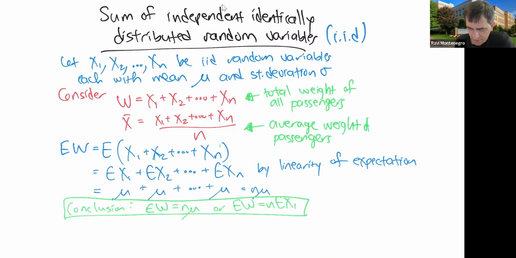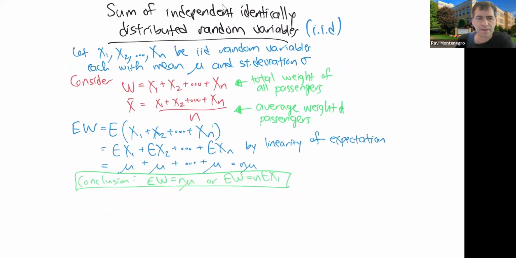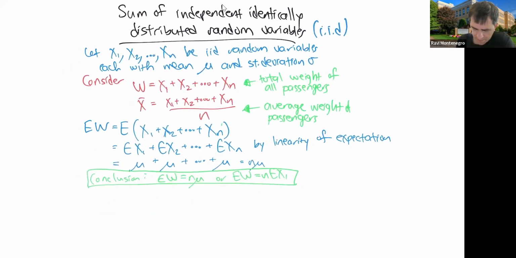The next thing we need to do is look at the variance. So now we're going to do the same thing, but with variance. Or you can think of it as standard deviation squared. So the variance of W will be the variance of adding all these up. And these are independent, so I can add up the variances.